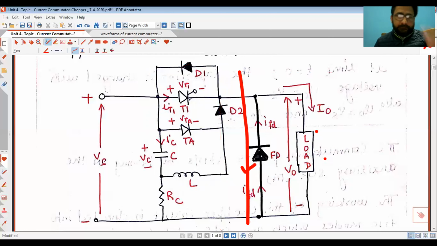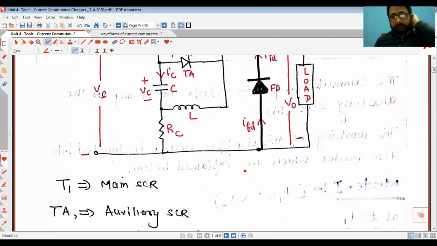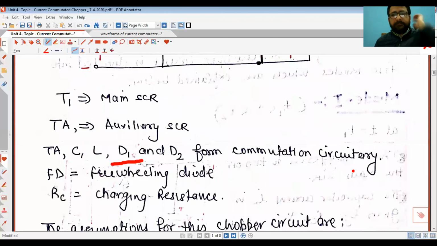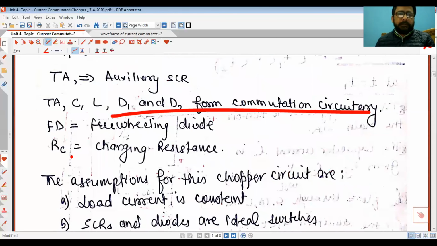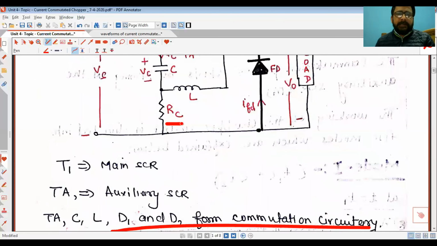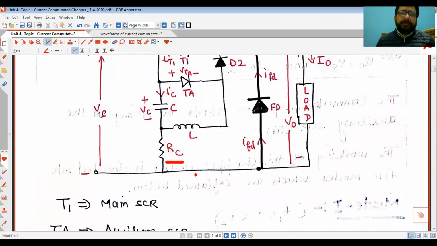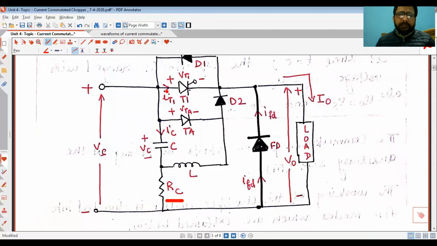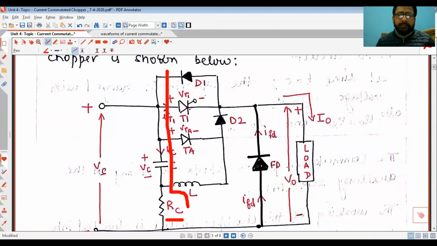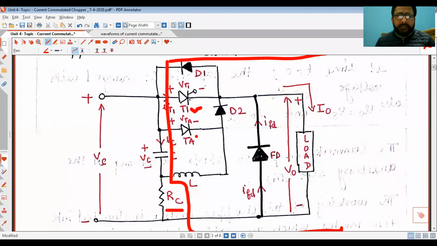Now, there is a resistance connected here, RC. It serves the same purpose as it served in the voltage commutated circuitry. Let us suppose that this whole part is off, meaning T1 is not conducting, TA is also not conducting, and D1 is also not conducting.